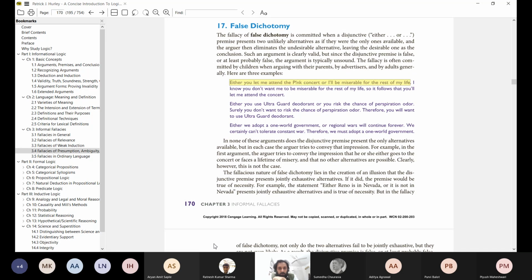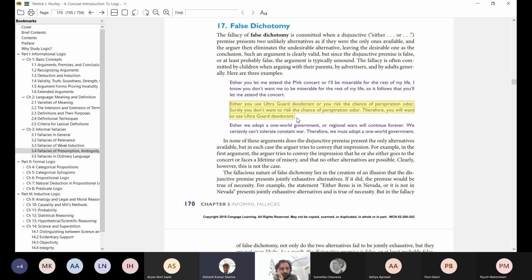Ratnesh, why don't you carry on? Let's take another couple of examples. Yes, sir. So either you use Ultra Gold deodorant, or you risk the chance of perspiration odor. Surely you don't want to risk the chance of perspiration odor. Therefore, you want to use Ultra Gold deodorant. Okay, so Ratnesh, what's the issue here?